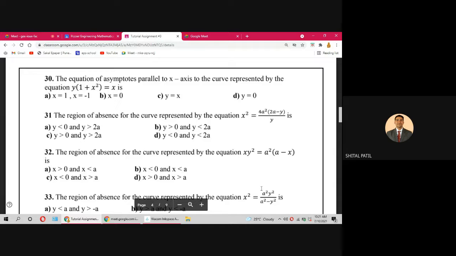Or in other words, y less than 0, y between 0 to 2a and y greater than 2a. And now you check the value of x square for y less than 0, y between 0 to 2a and y greater than 2a. And you will find that for y less than 0, x square is negative, curve does not exist. For y greater than 2a, x square is negative, therefore curve does not exist. So answer is A option.